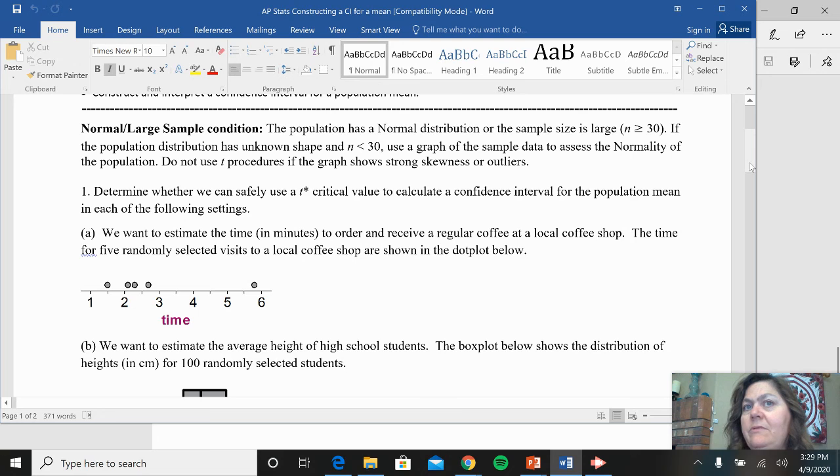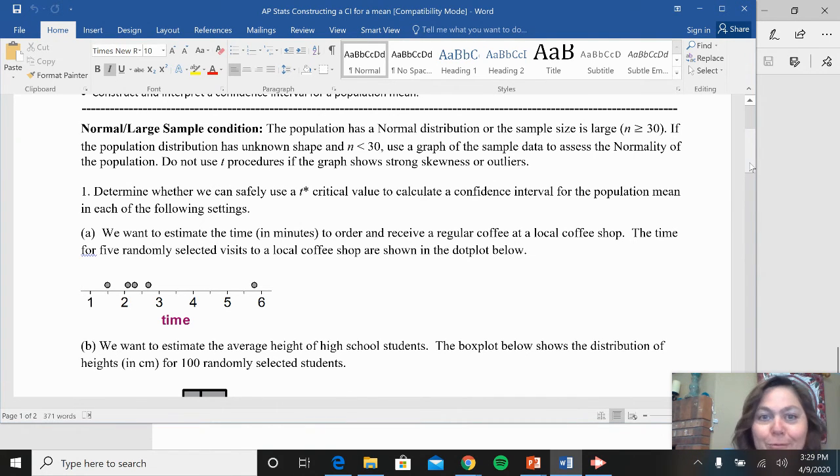So, for example, look at letter A. How about if I start A with you so that we get an idea, and then I want you to try to work on the others. You want to estimate the time in minutes to order and receive a regular coffee at a local coffee shop.